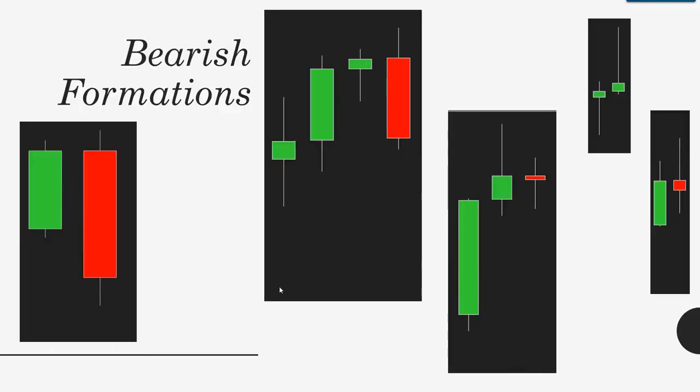Now, let's go to the bearish formations. The bearish formations are kind of the opposite of bullish. First, this one is the bullish bar followed by the bearish bar. Notice that the bearish bar exceeds the high and the low of the green bar. Do you see that?